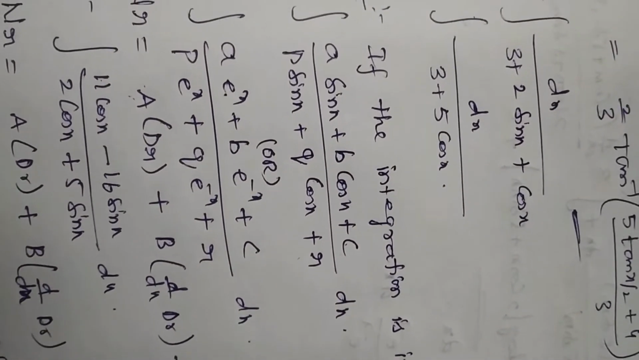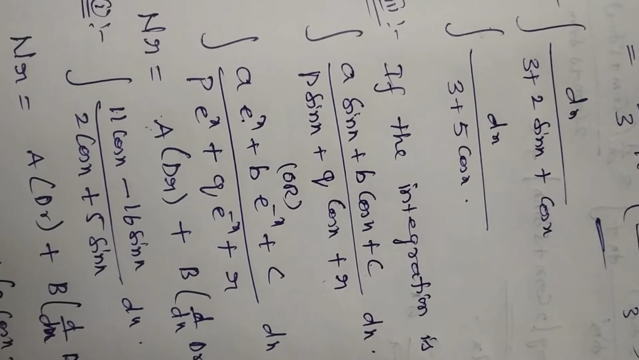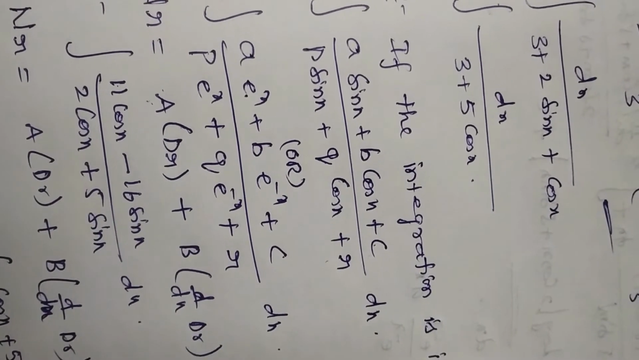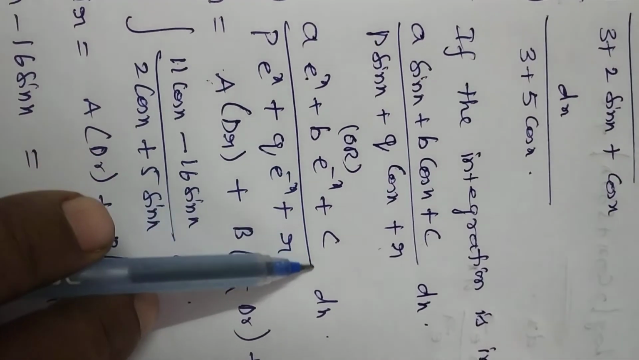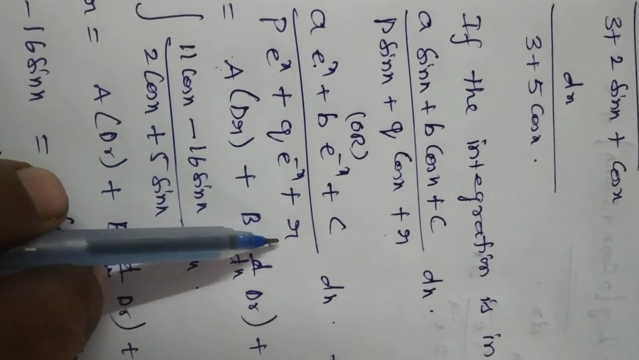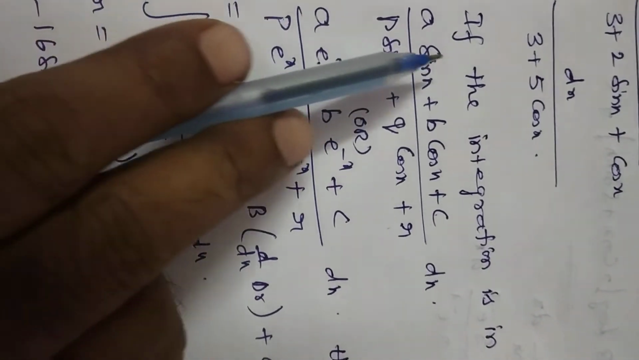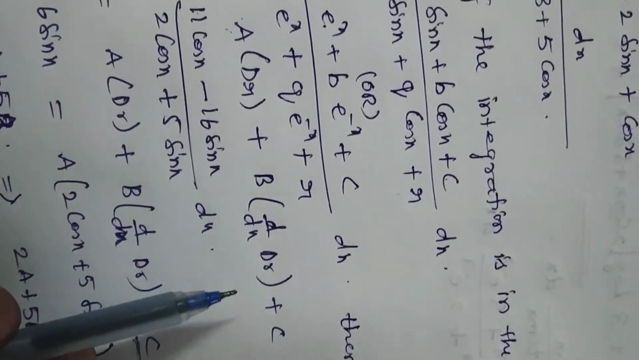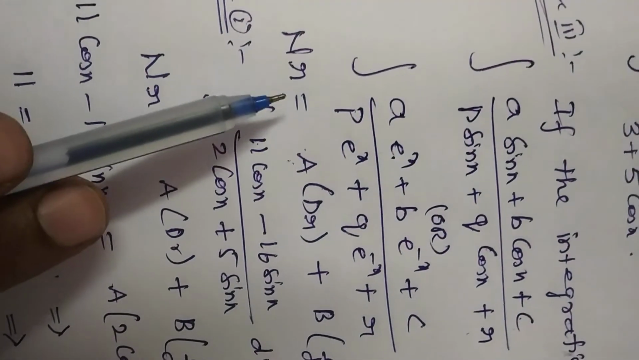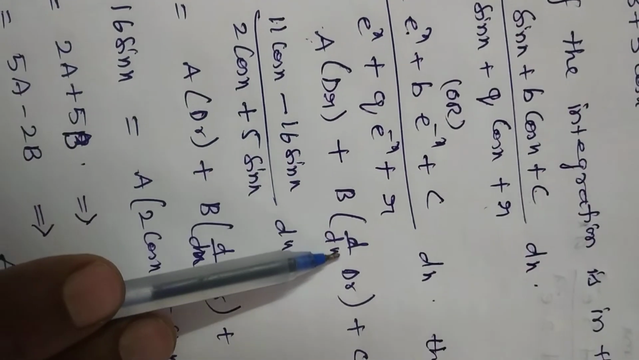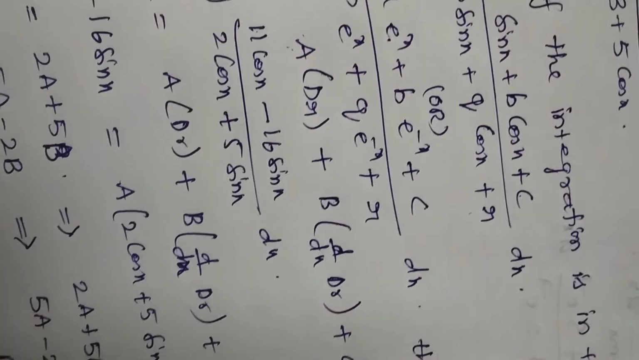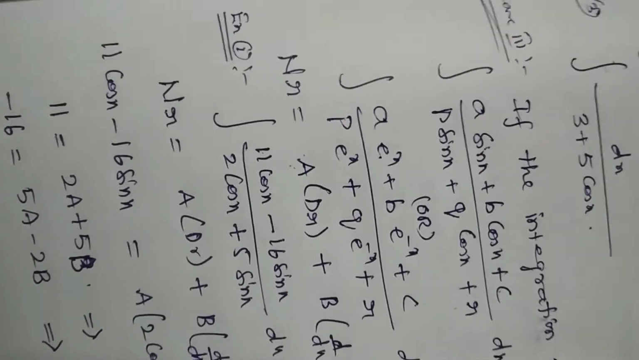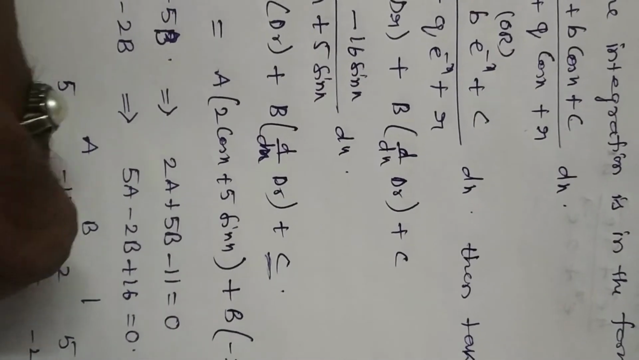Next, the third model we have discussed. In the third model, if the integration is in the form of a sin x plus b cos x plus c by p sin x plus q cos x plus r dx, or in this model also, a e power x plus b e power minus x plus c by p e power x plus q e power minus x plus r, both are the same only. Just the replacements you can observe. So in both of these cases, what you have to take? Numerator you should equate to a into denominator plus b into d by dx of denominator plus c. Then you have to find the values of a, b, c. Simply it will convert into an integration that you can evaluate easily.